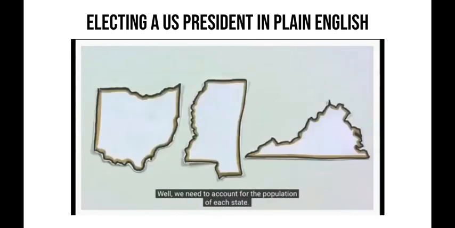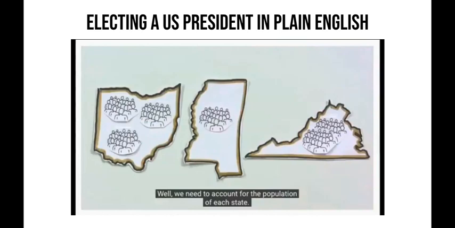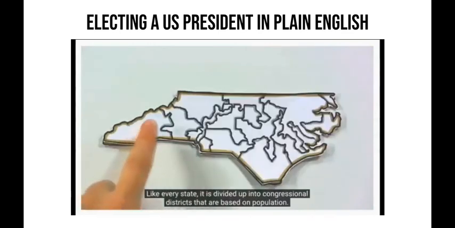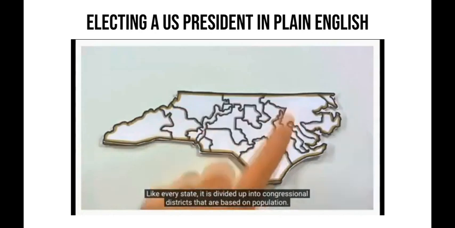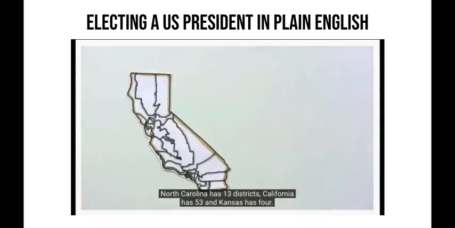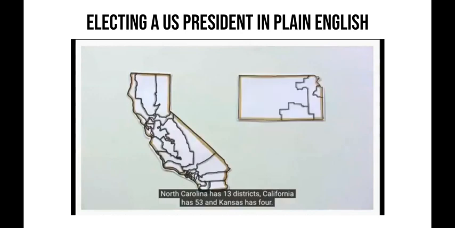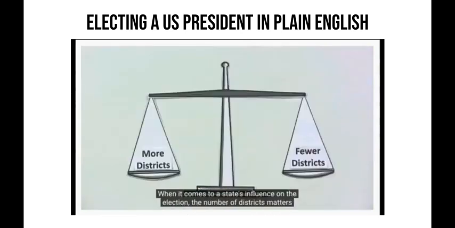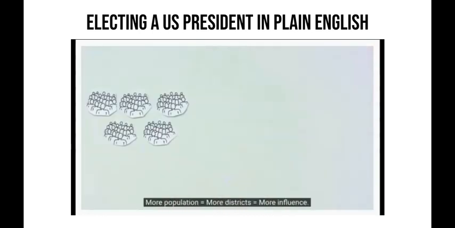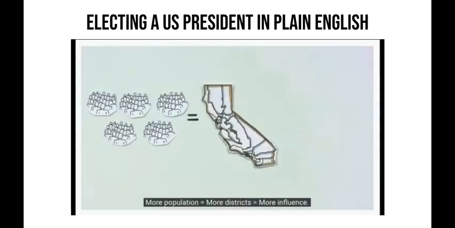Well, we need a way to account for the population of each state. As an example, let's consider my home state of North Carolina. Like every state, it is divided up into congressional districts that are based on population. North Carolina has 13 districts, California has 53, and Kansas has 4. When it comes to a state's influence on the election, the number of districts matters most. More population equals more districts equals more influence.